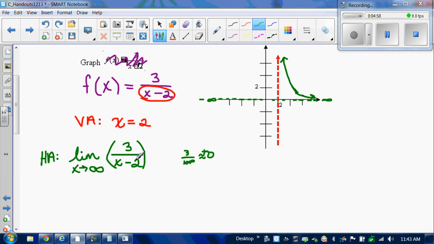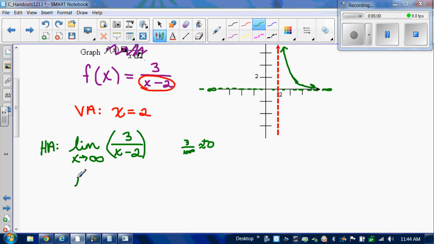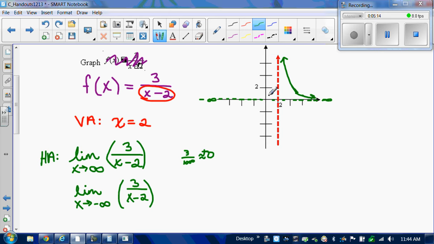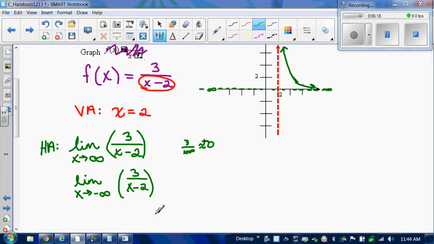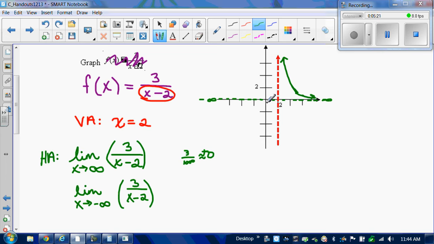Alright, now let's do the limit as x goes to negative infinity of 3 over x minus 2. All right. Pick a negative number. So, or let's pick 0. All right. First of all, just because I need to get my y-intercept anyway, so why not? So pick 0 and I get negative 3 over 2. So that's negative 1.5, right? So 1.5 is right there. Okay.